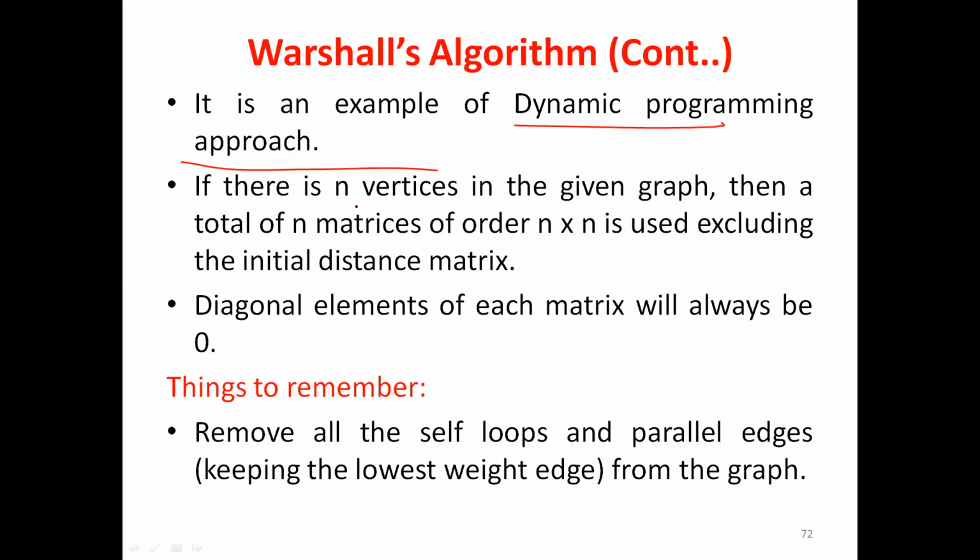If there are n vertices in the given graph, then a total of n matrices of order n cross n are used, excluding the initial distance matrix that I will explain. The diagonal elements of each matrix will always be 0.